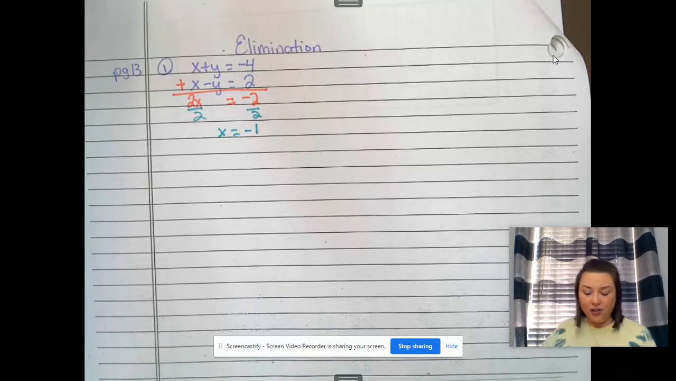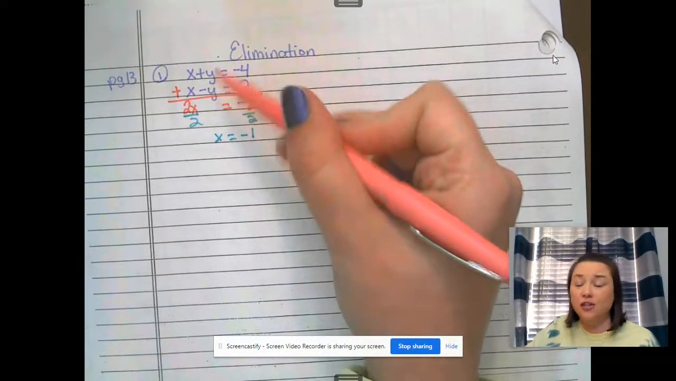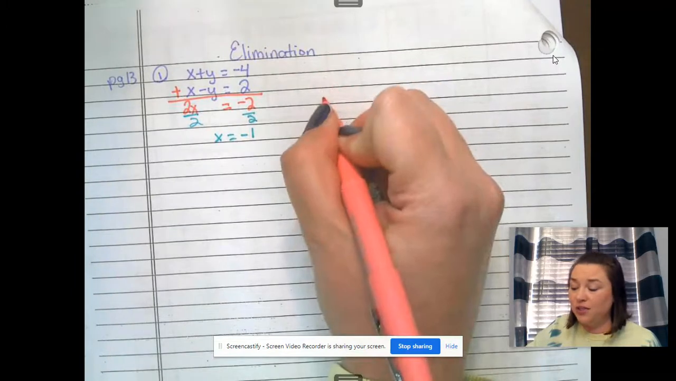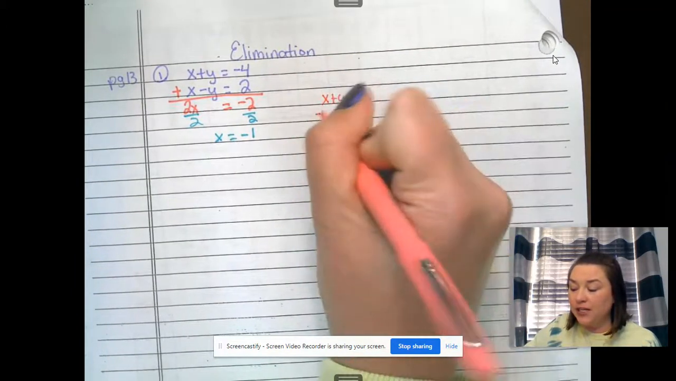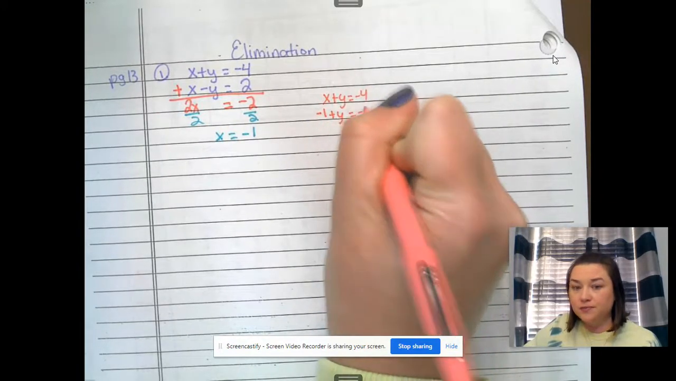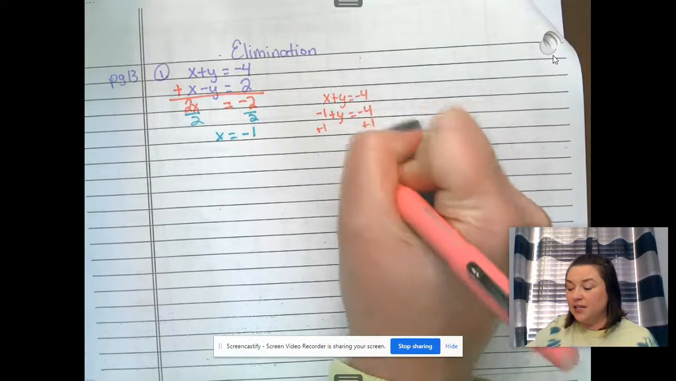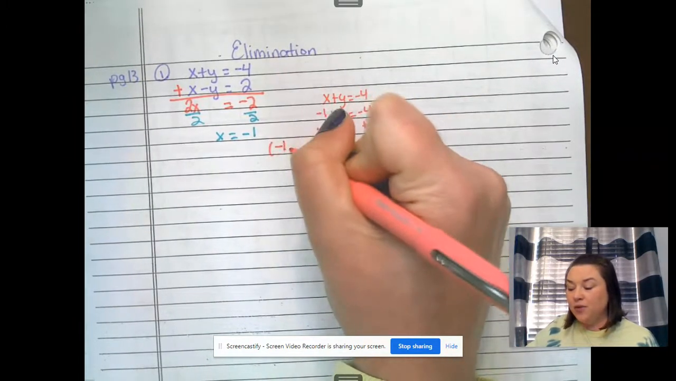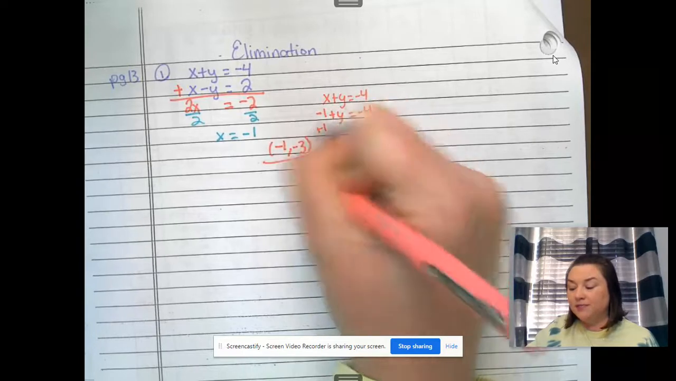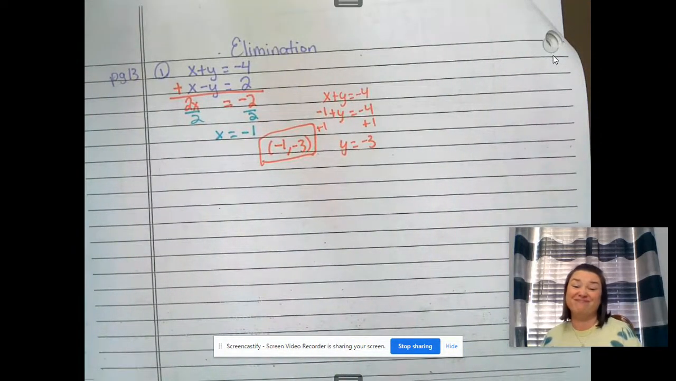Then to figure out the other half, you're going to take what x is equal to and substitute it into either equation. I'll just go with the top one. So it says x plus y equals -4. So I'm going to put -1 for x and solve for y. So I would add 1 to both sides and get y equals -3. So my answer is -1, -3. And that's it. That's all you've got to do.